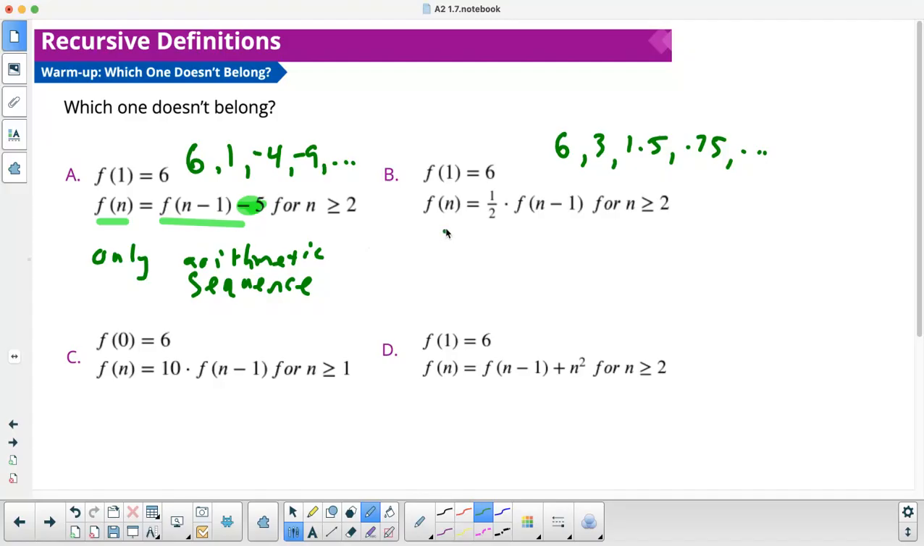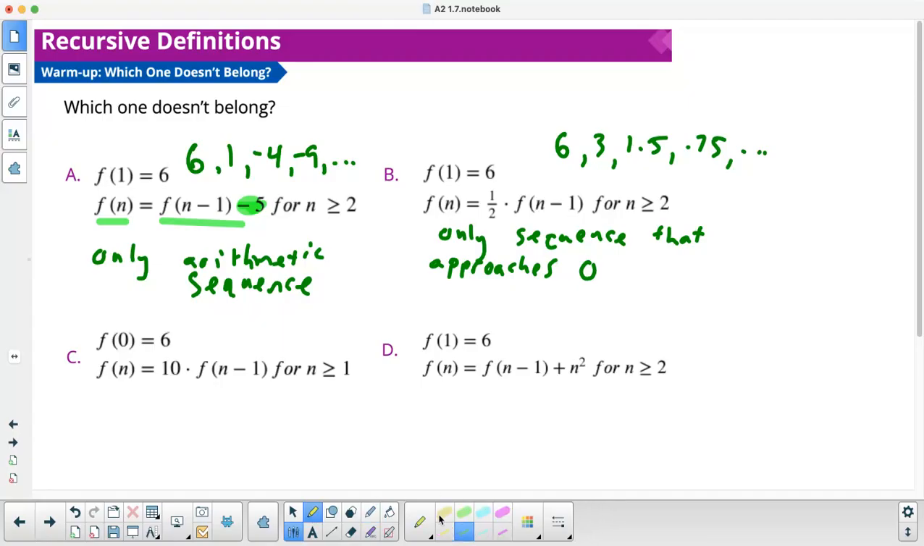So I'm going to say only sequence that approaches 0.